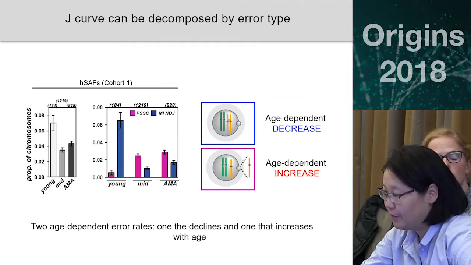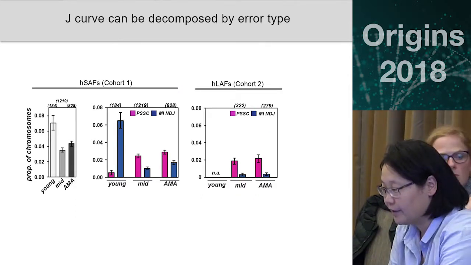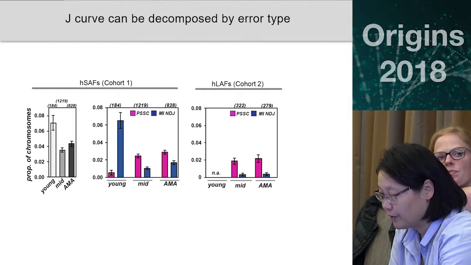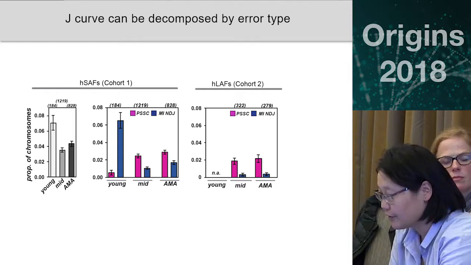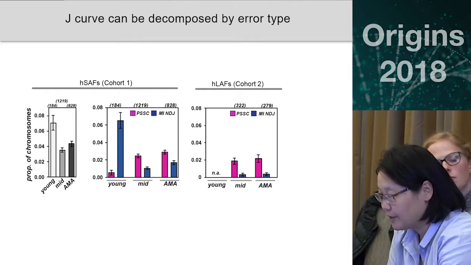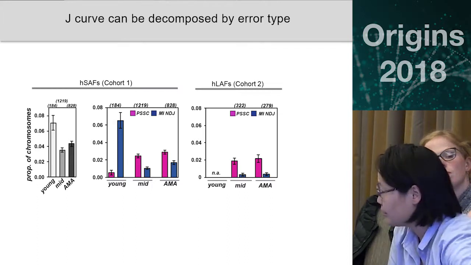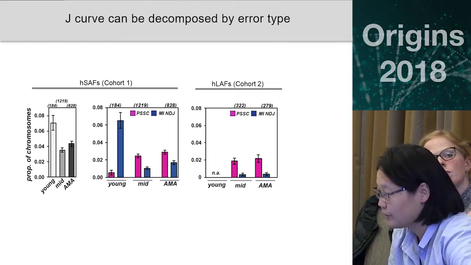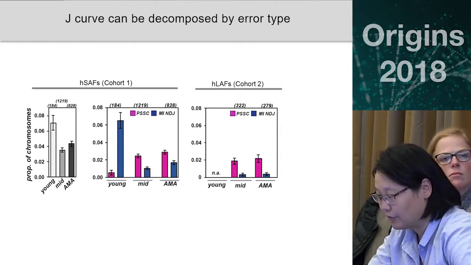Okay, so how would that fit with what we see from the IVF clinic? In the IVF clinic, we can't get the really young females below the age of 20. It's very hard to get them. But you can see here PSSC rates are higher than non-disjunction rates, in both the mid and AMAs. And that's certainly consistent with what we're seeing in these small antral follicles as well.